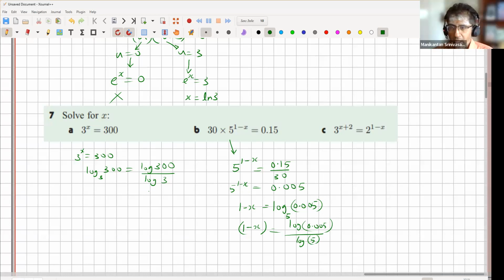Okay. All right. Can we do part C, all of us? 3 power x plus 2 equal to 2 power 1 minus x. Can all of us do it? Work it out, please, with the calculator, of course. Again, multiple options are there. You can figure out what is best.